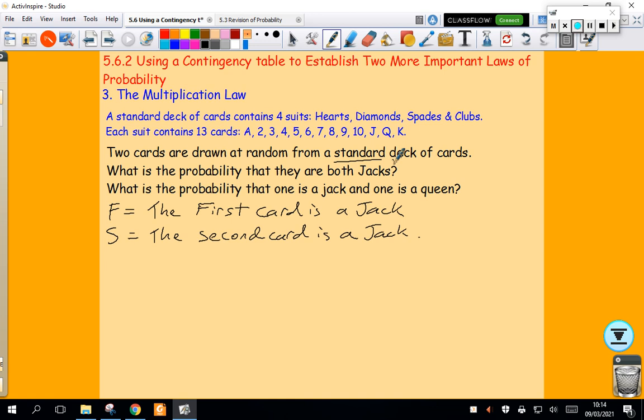Remember we're dealing with a standard deck. I've also drawn up here what's in a standard deck. There are 4 suits: hearts, diamonds, spades, and clubs. Each suit contains 13 cards: ace, 2, 3, 4, 5, 6, 7, 8, 9, 10, jack, queen, and king. There are 52 cards altogether in a standard deck. So the first question asks, what is the probability that they are both jacks?